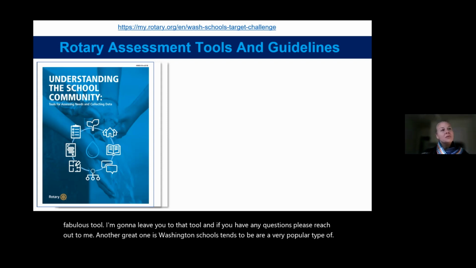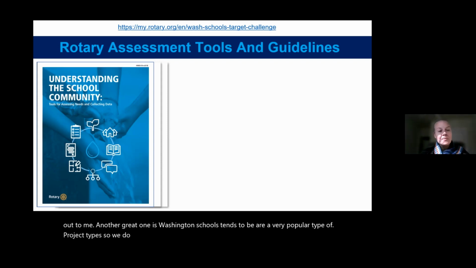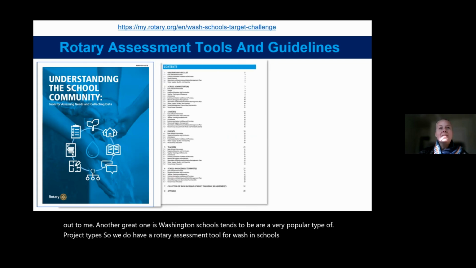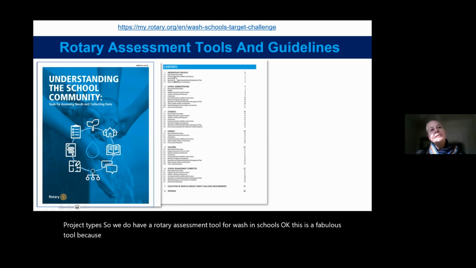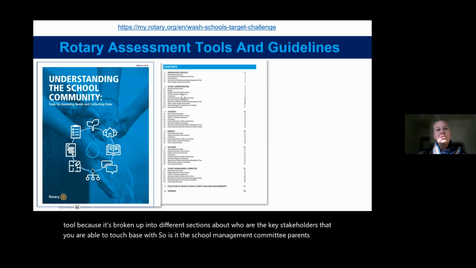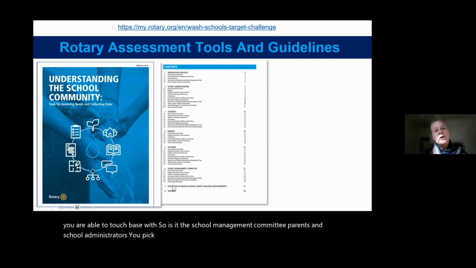Another great one is WASH in Schools, which tends to be a very popular type of project type. So we do have a Rotary assessment tool for WASH in Schools. Okay, this is a fabulous tool because it's broken up into different sections about who are the key stakeholders that you are able to touch base with. So is it the school management committee, parents, and school administrators? You pick which ones you really want to devote your time and resources to.